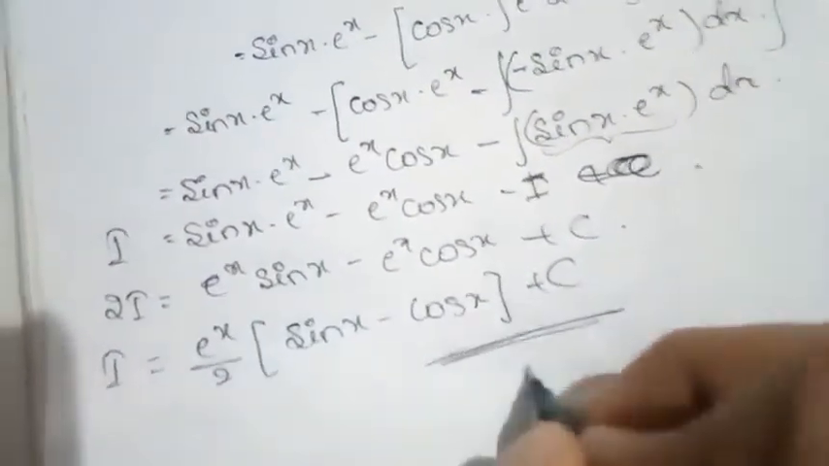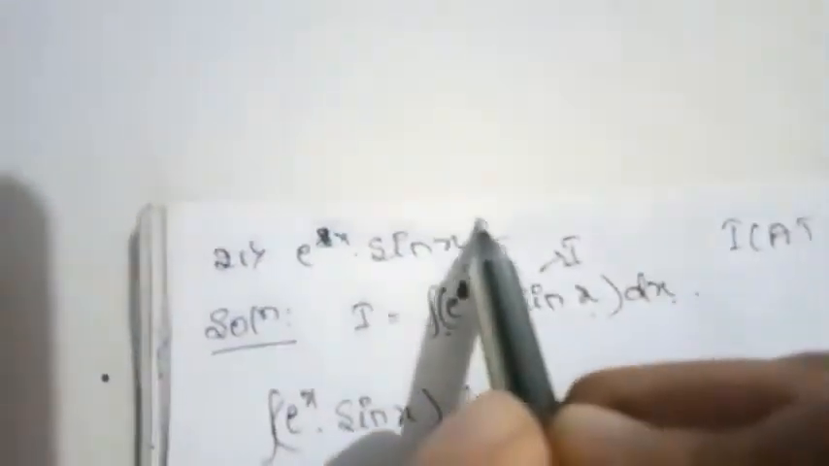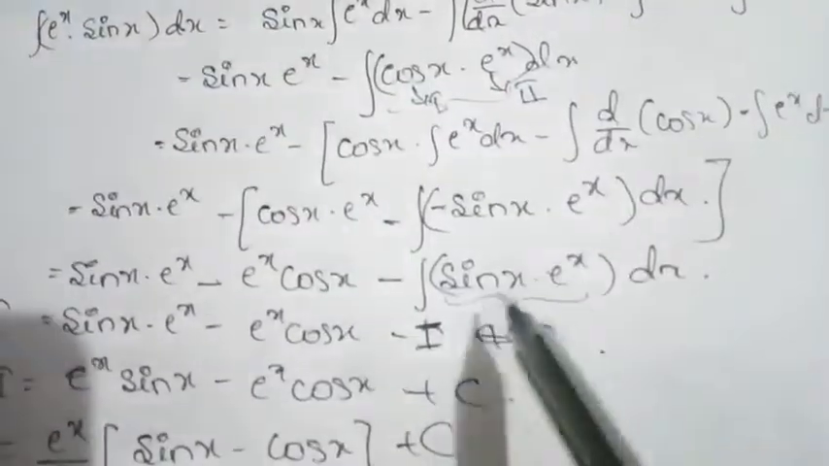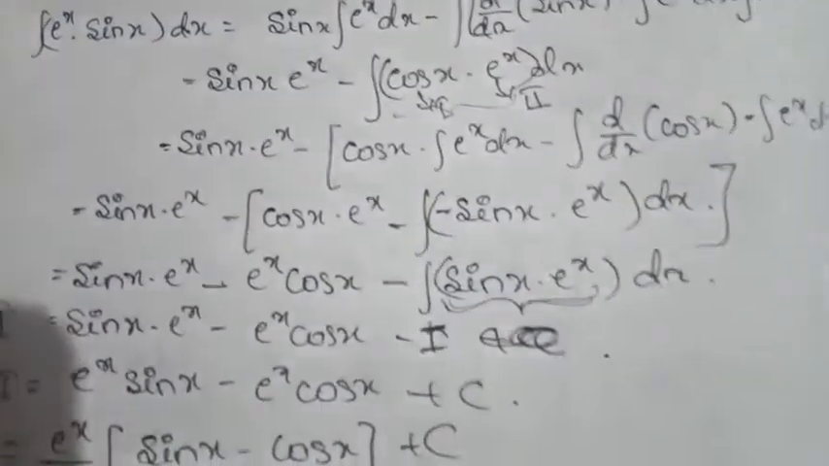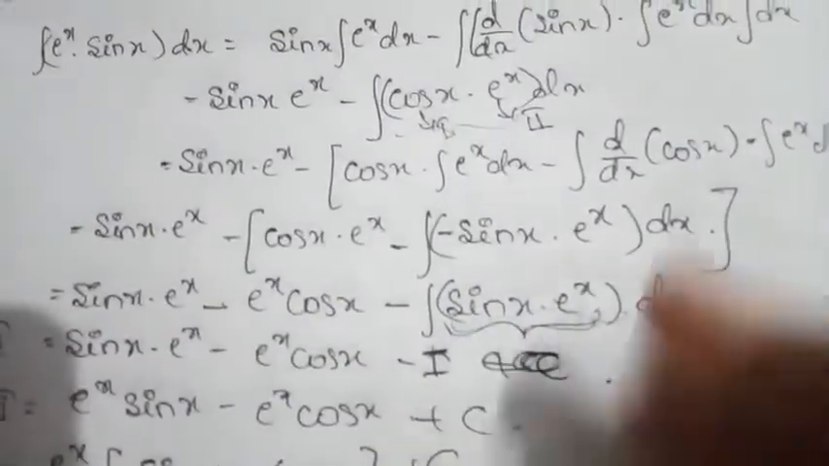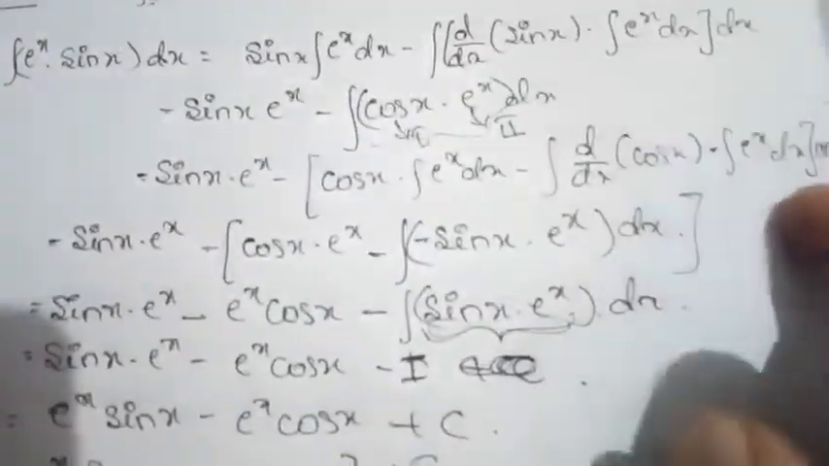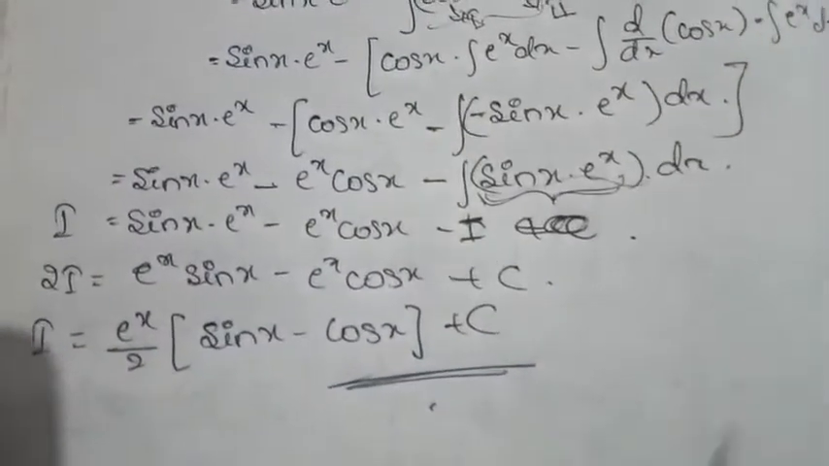So this is the integral of e power x into sin x. Be careful with this type of question where the same thing keeps repeating. Don't work on it blindly, doing it by parts again, and again getting cos x into e power x, and doing that by parts again. Don't be foolish at that time.